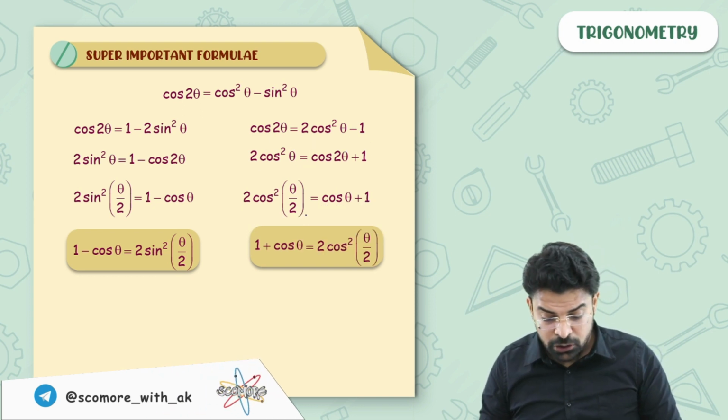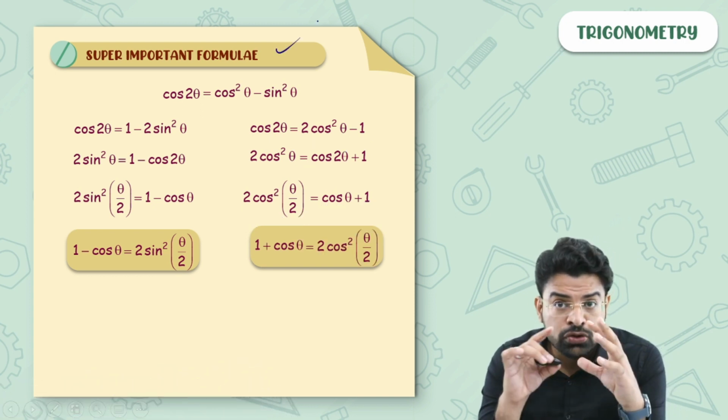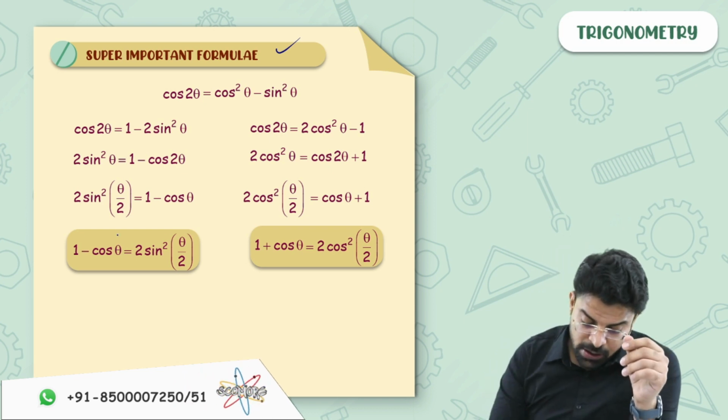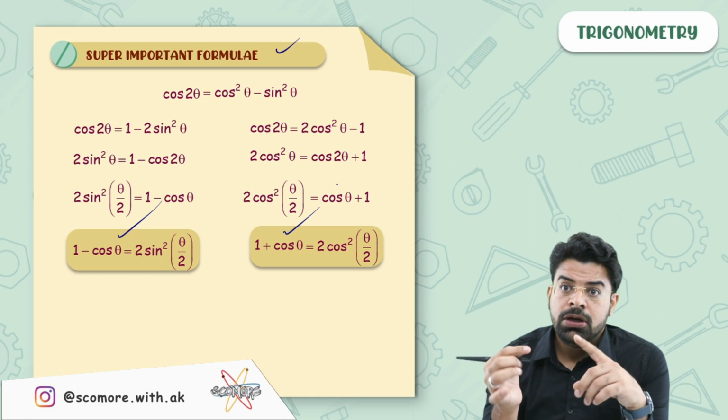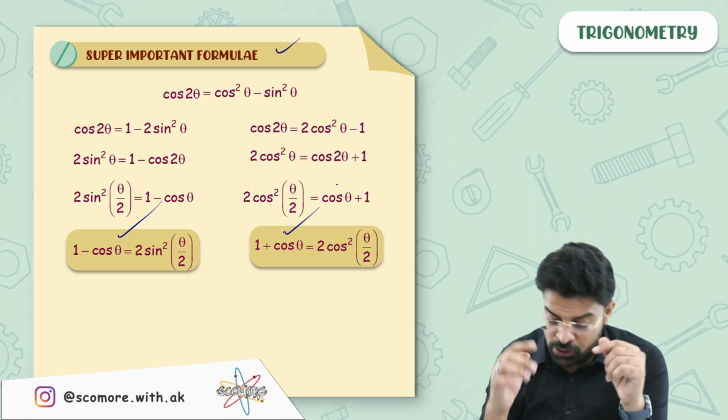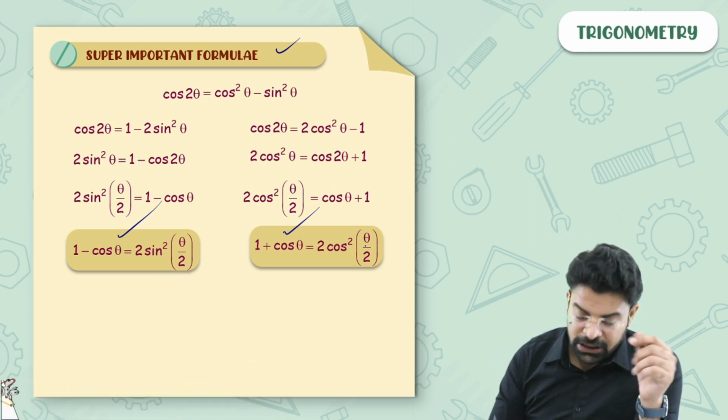So these are two super important formulas. They are used many a time and you need to remember that. 1 minus cos theta equals 2 sine square theta by 2. 1 plus cos theta equals 2 cos square theta by 2.